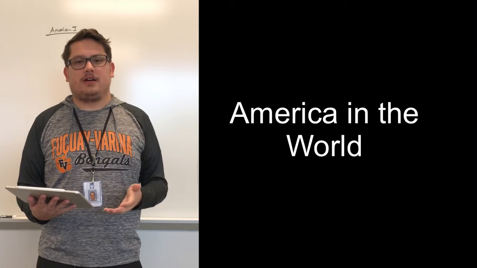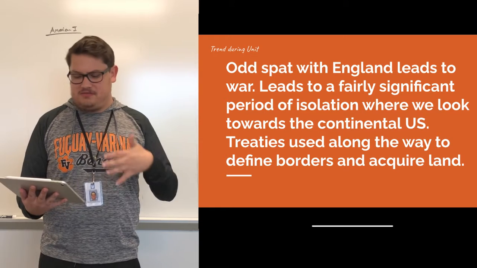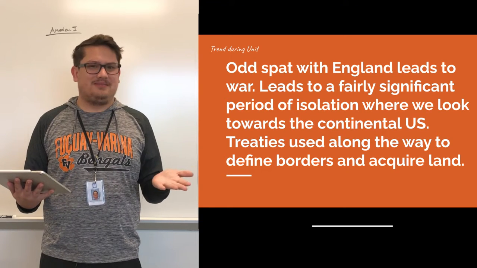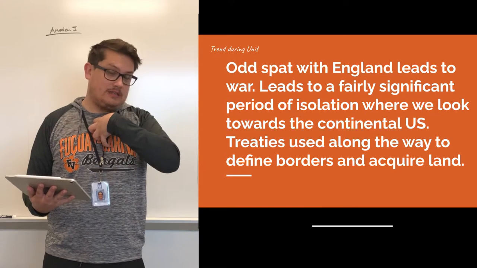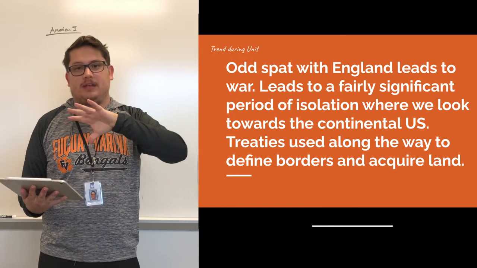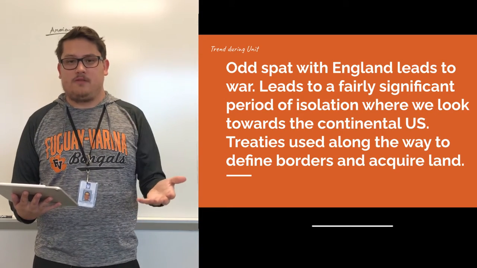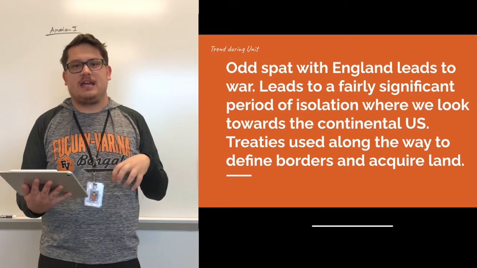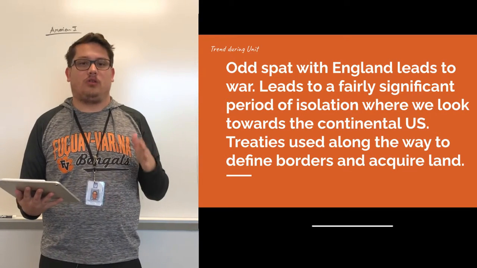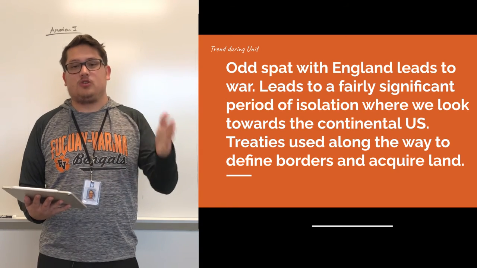And the last one is America and the world. We have an odd spat with England that'll lead to the War of 1812. That's kind of weird. That will lead to a significant period of isolation where we're going to isolate ourselves and stay away from getting involved in other countries' affairs. We are going to actually create a precedent for that where we want to focus on what we will know as the continental United States and stick to our half of the world or the Western Hemisphere. And we will use treaties along the way to define borders and to acquire new land.